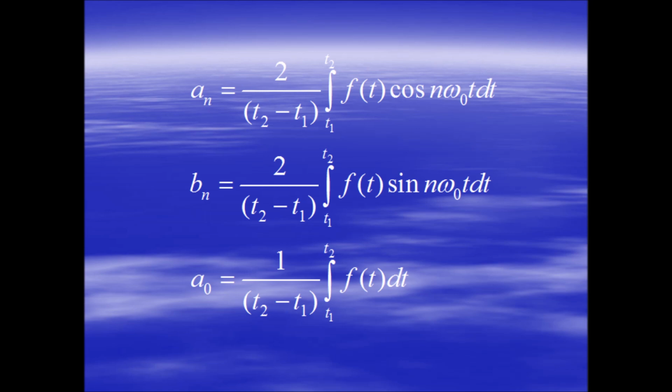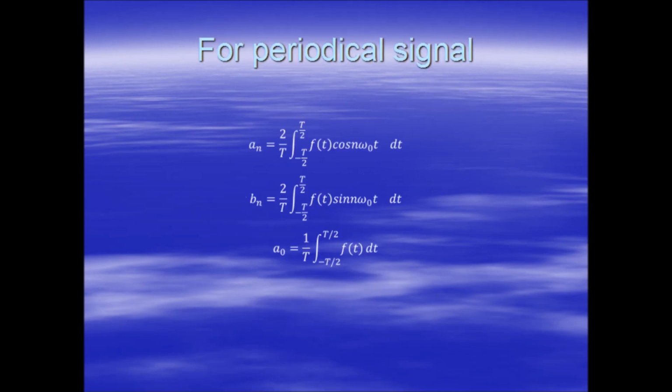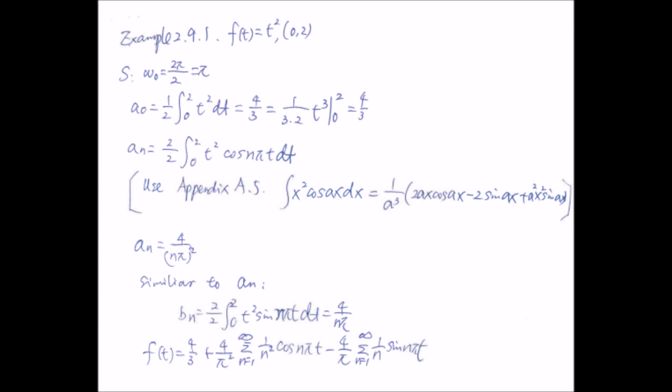So here is how we can calculate an, bn, and a0. Similar to the previous equation, but we change the complex exponential to sine and cosine. If the signal is periodical, we change the lower and upper bounds to minus T over 2 to T over 2, normalized by the period, capital T. A useful example you can take a look at is example 2.9.1 from our textbook.